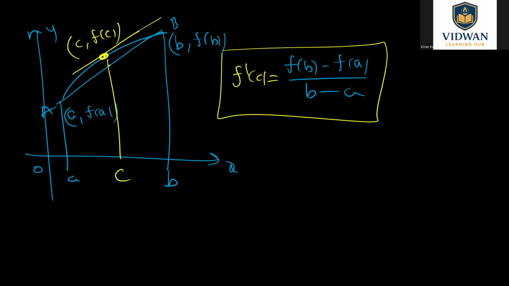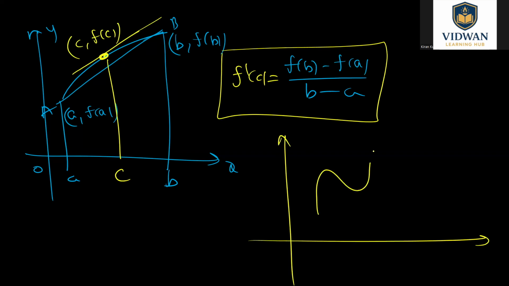And it is not necessary that there should be only one such point. You can have multiple points also. So like, for example, if the graph is something like this, you can see there are multiple points where the tangents are parallel to the chord. So this will hold for multiple points.